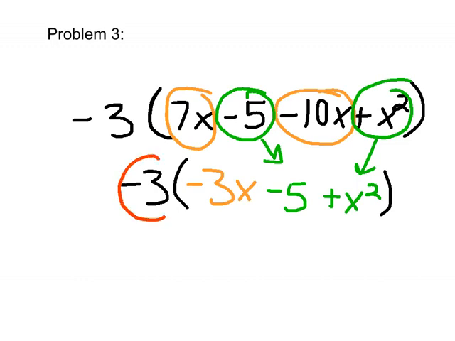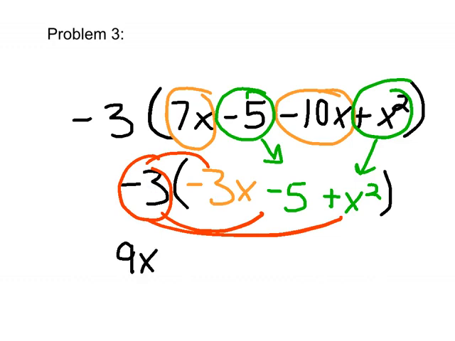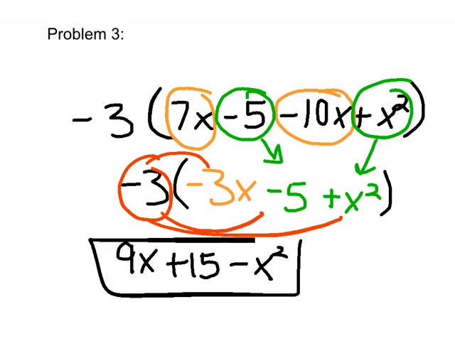I'm going to distribute the negative 3 to everything inside my parentheses, and I get negative 3 times negative 3x, which is 9x, negative 3 times negative 5, which is positive 15, and negative 3 times x to the second power, which is negative x to the second power. And I'm done. Keep in mind, normally we rewrite things so that things with the second power are first, but the hard part of the problem is already finished.